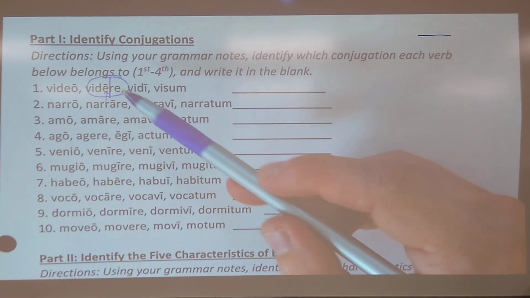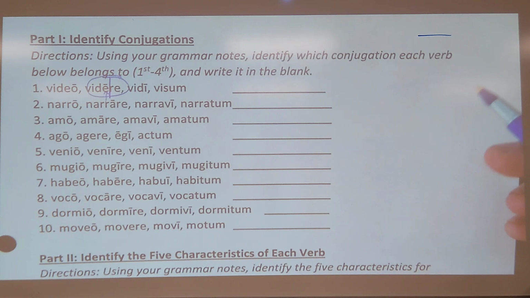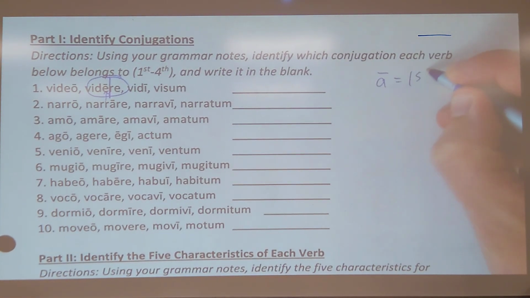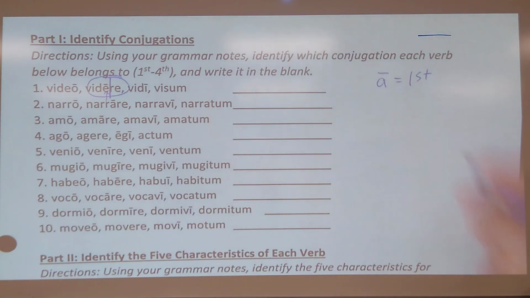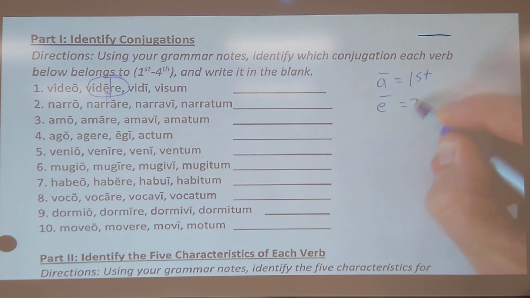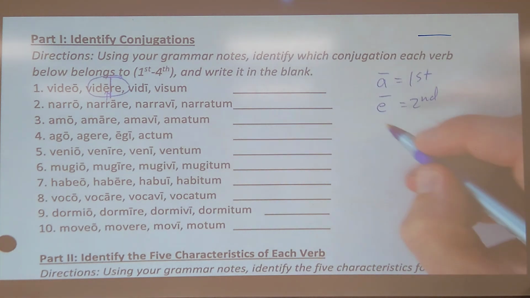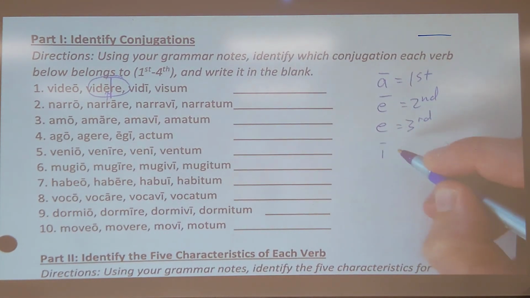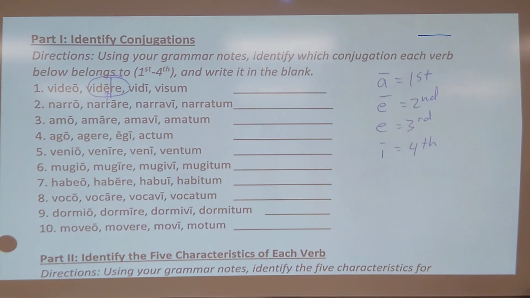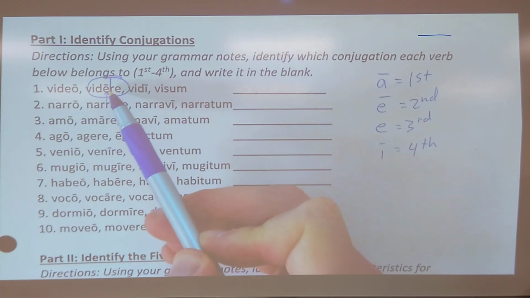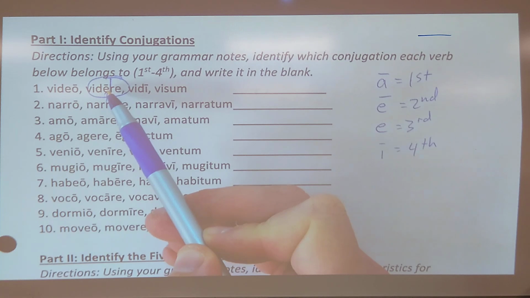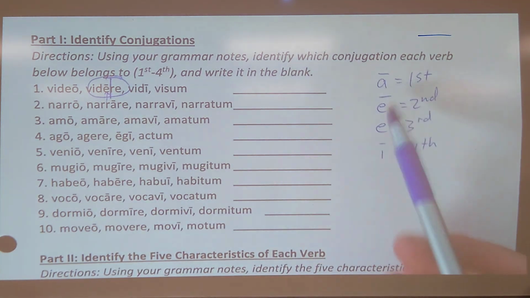What those correspond to is, if your stem vowel is a long A, it's a first conjugation. If it's a long E, it's second. If it's a short E, it's third. And if it's a long I, it's fourth. Okay, so let's do a couple of these. We already started number 1, so I see that we have a long E. So what conjugation is a long E? Second. Okay.